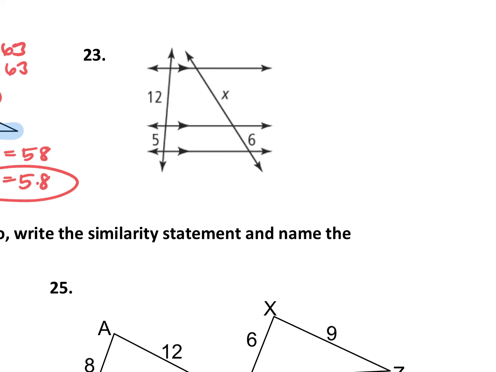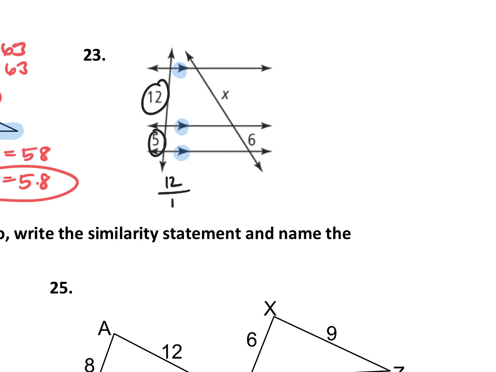For number 23, we are going to have to use another theorem that we learned in section 7.5 called the corollary to the side splitter theorem. So if we have three parallel lines, which is what these little tick marks mean, these say I have parallel lines, intersecting two transversals, then the segments intercepted on those transversals are proportional. So we can say that this segment length is proportional to 5.